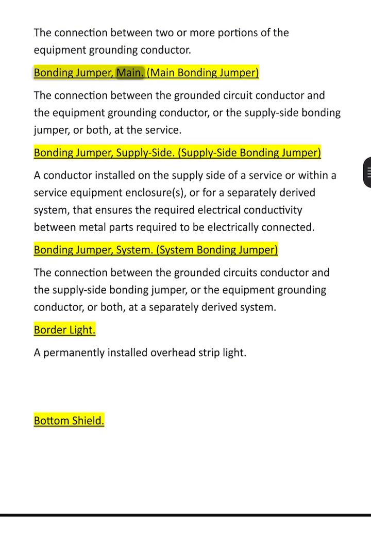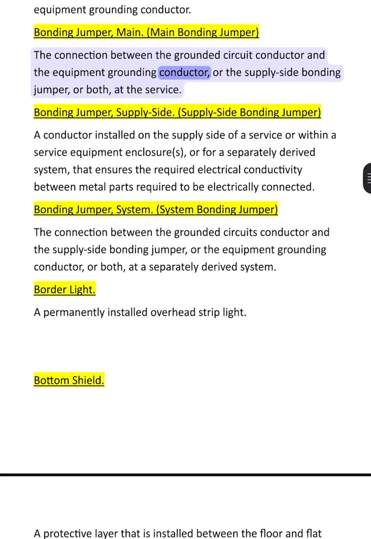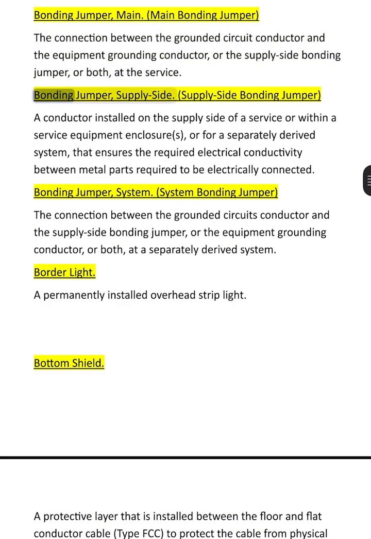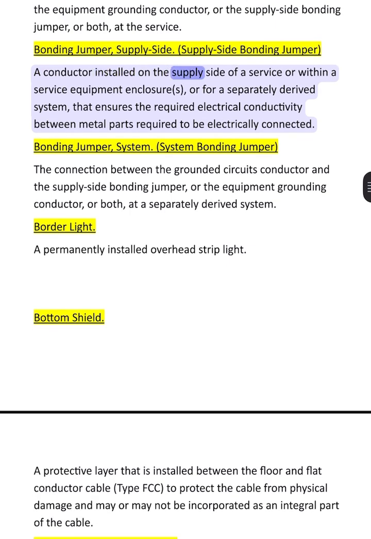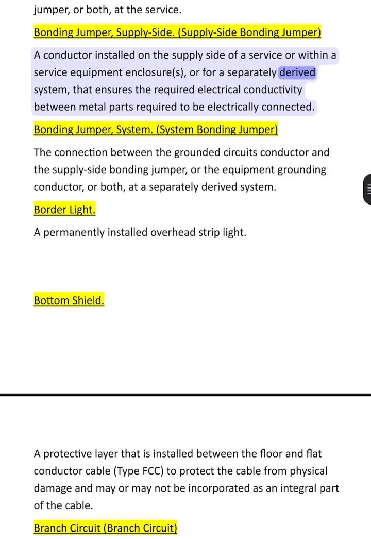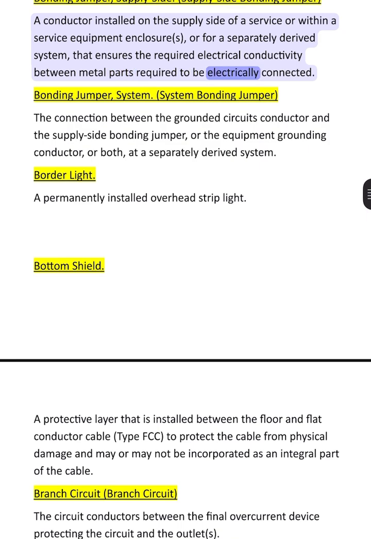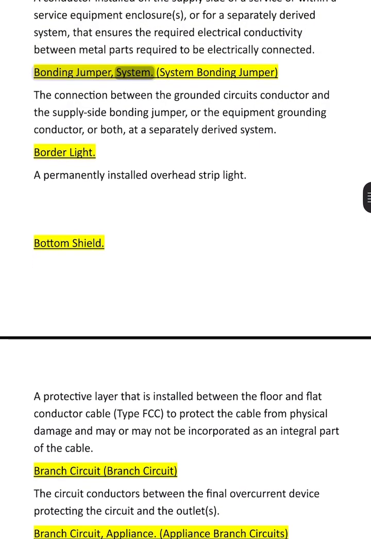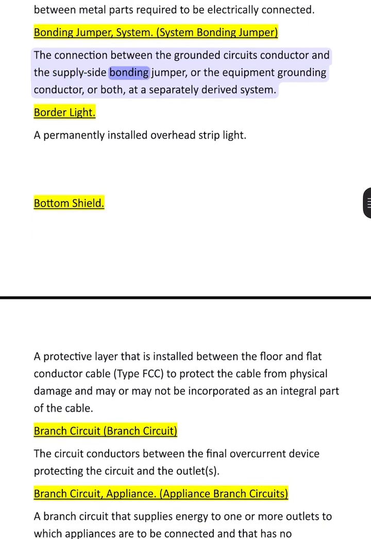Bonding jumper, Main bonding jumper. The connection between the grounded circuit conductor and the equipment grounding conductor, or the supply-side bonding jumper, or both, at the service. Bonding jumper, Supply-side bonding jumper. A conductor installed on the supply side of a service or within a service equipment enclosure(s), or for a separately derived system, that ensures the required electrical conductivity between metal parts required to be electrically connected. Bonding jumper, System bonding jumper. The connection between the grounded circuit conductor and the supply-side bonding jumper, or the equipment grounding conductor, or both, at a separately derived system.